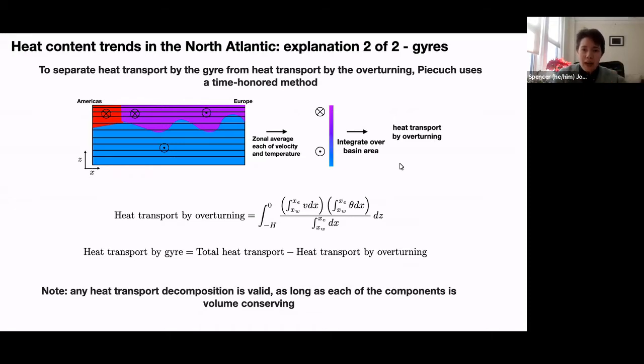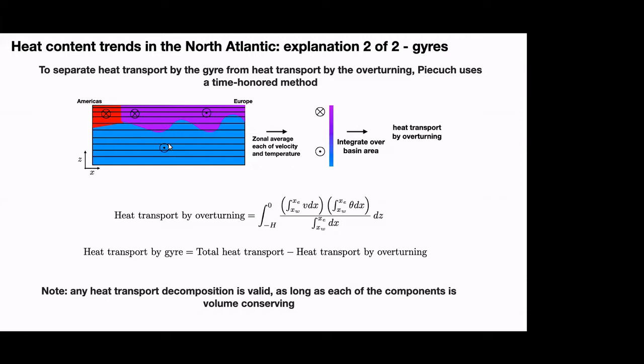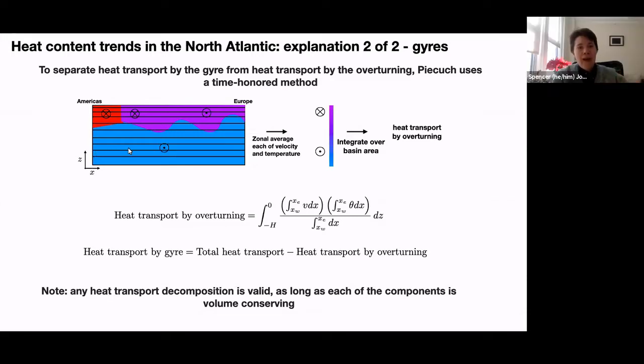And they use a really time-honored method for doing that, which basically says, okay, we're going to look at the zonal average of the velocity, the zonal average of the temperature. We're going to multiply the zonal average velocity by the zonal average temperature. And then we're going to take an integral over the whole area. And so, yeah, this is a cartoon of that.